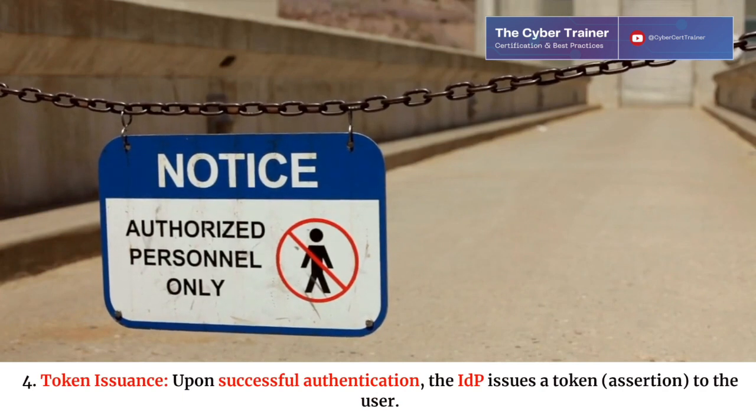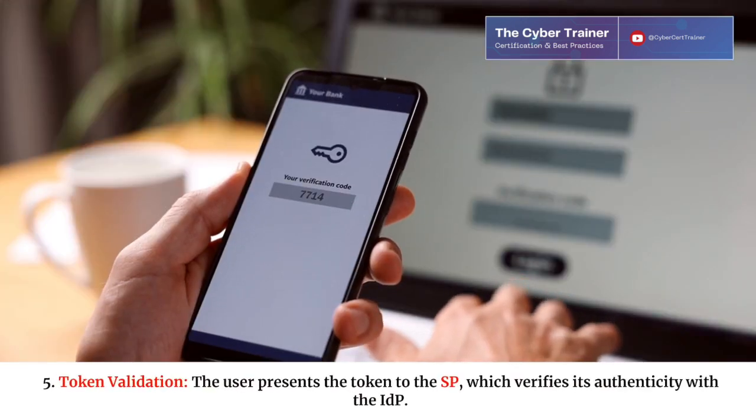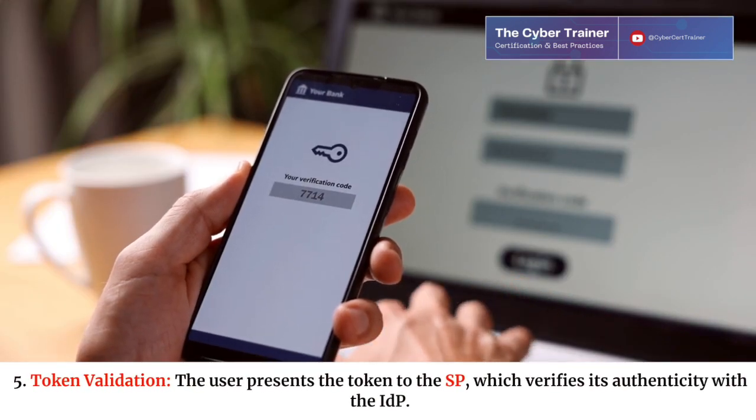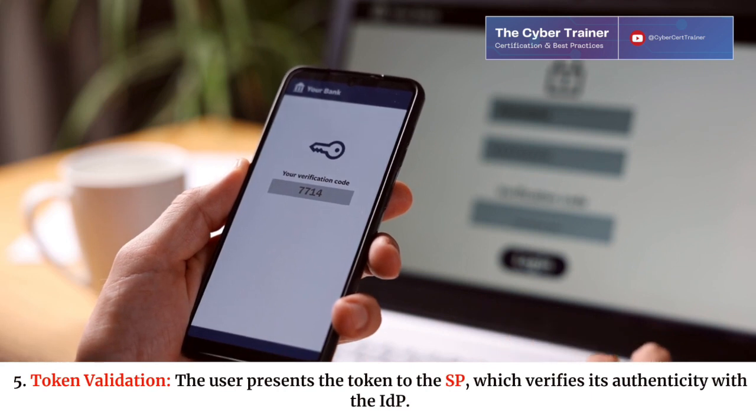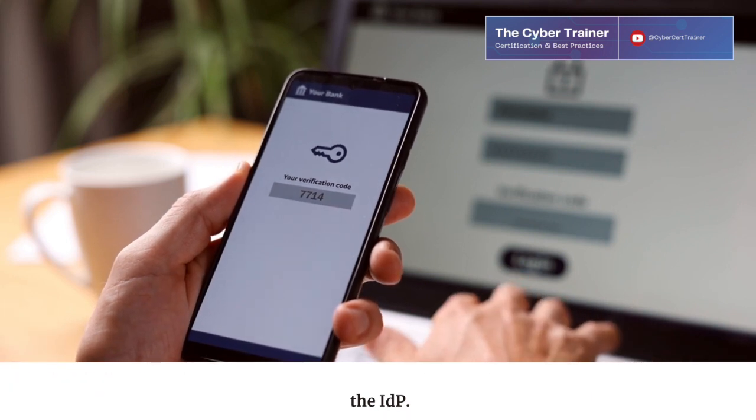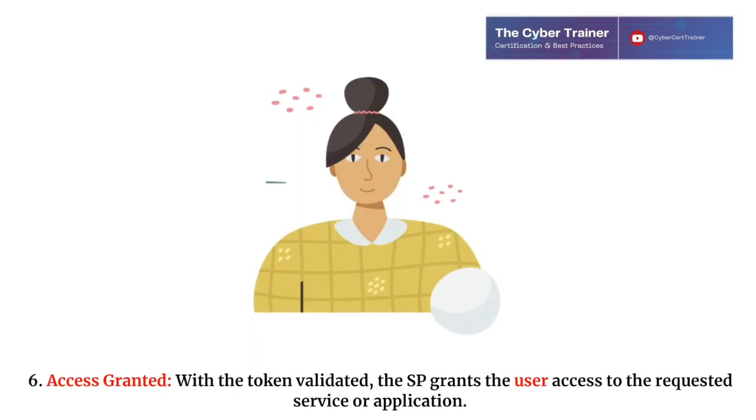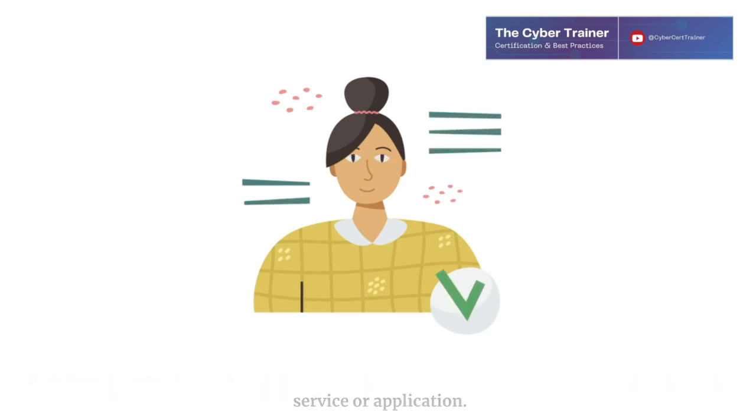4. Token issuance. Upon successful authentication, the IDP issues a token, assertion, to the user. 5. Token validation. The user presents the token to the SP, which verifies its authenticity with the IDP. 6. Access granted. With the token validated, the SP grants the user access to the requested service or application.